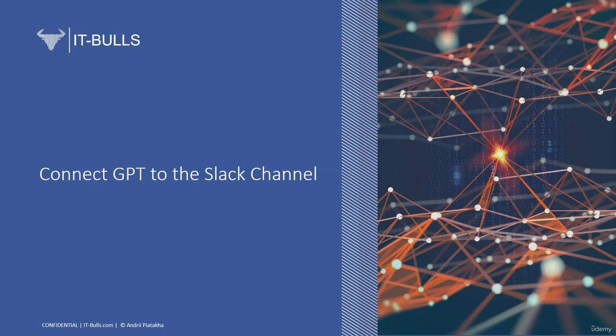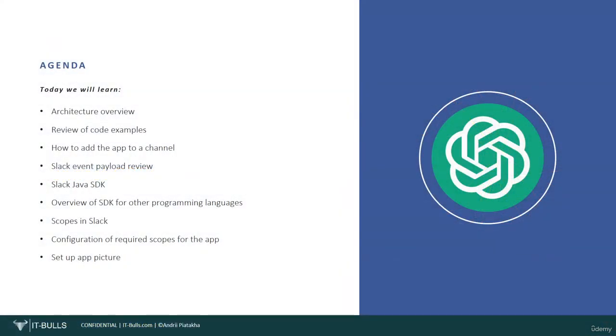Today we are going to have a lot of practical examples and we will make sure that we can talk to GPT and receive responses from it through Slack. We are going to start the lesson with a review of the application architecture. I am going to explain how integration between our application, Slack, and GPT is going to look like on a simple scheme. Then I will show you how you can add the app to the channel, and I will make a demo of what we are going to implement during the lesson.